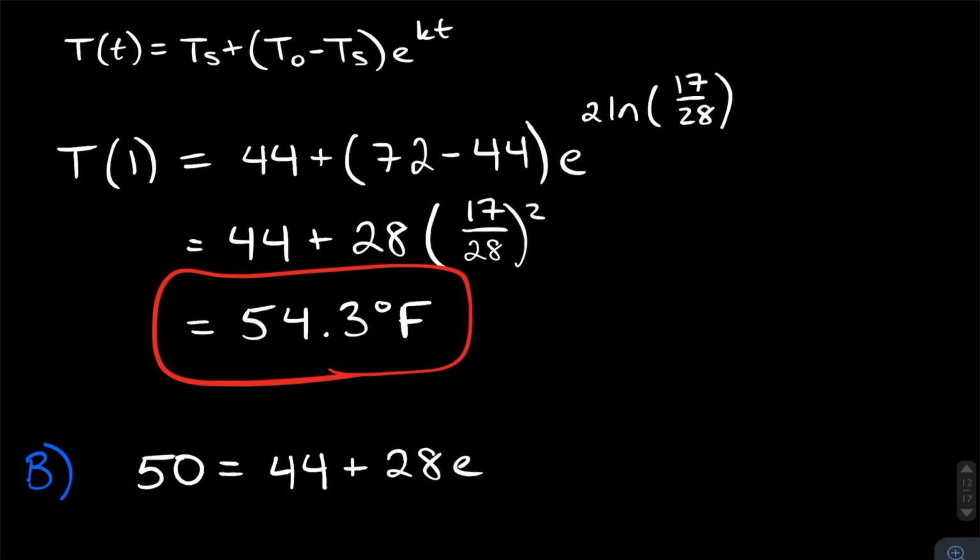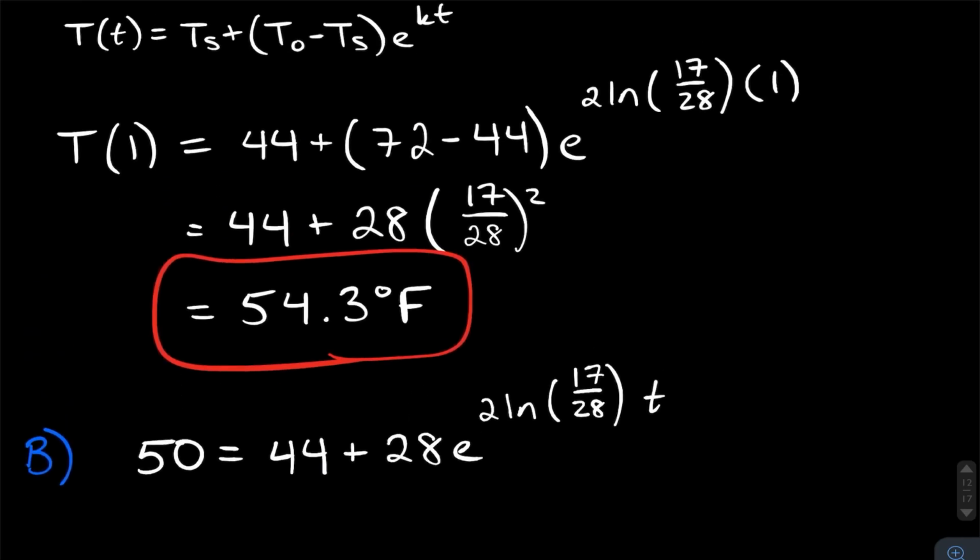You can write an e to the, we know that k is going to be 2 times the natural log of 17 over 28, right? And t here is going to be left. And if you're wondering, what happened to my t up here? Well, t was 1, so it was like multiplying this thing by 1. Okay, so hopefully I wasn't a little too confusing there. I did leave that part out.